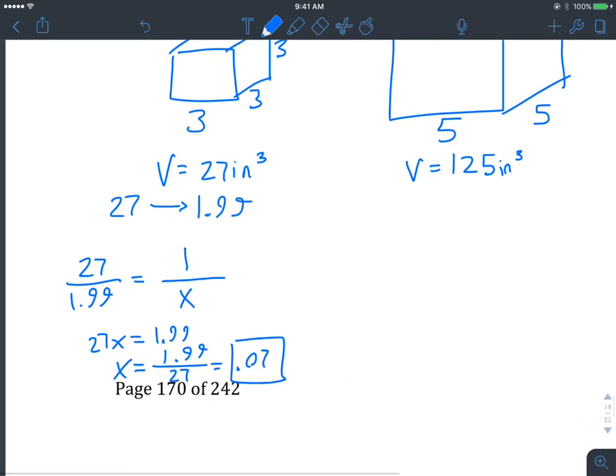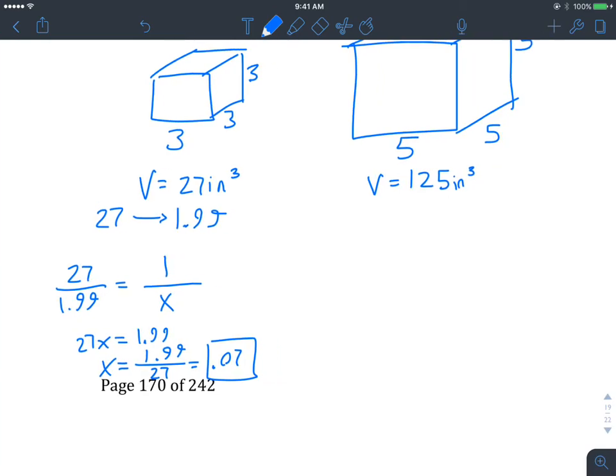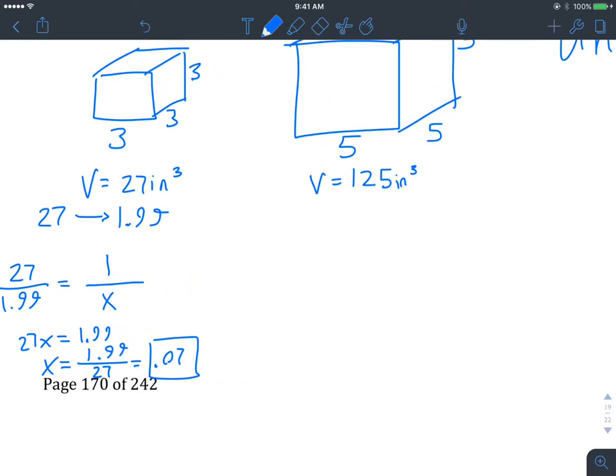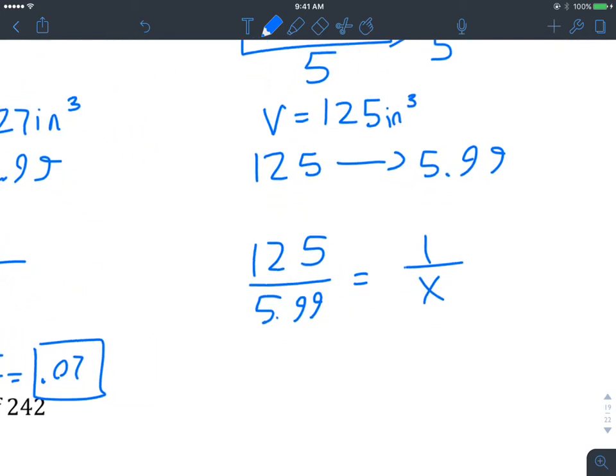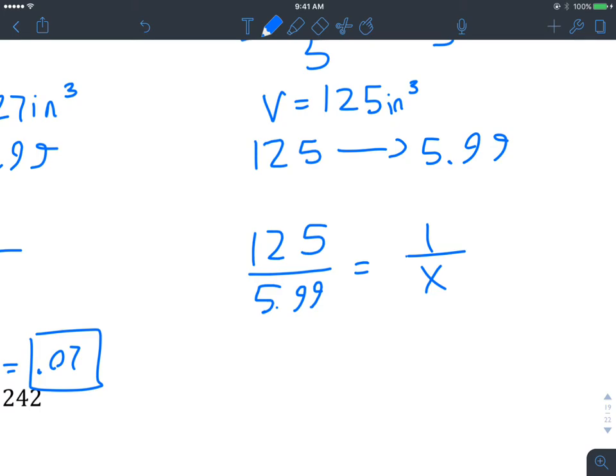0.07, that's about 7 cents right there for that cube, I guess. So this next one here, we got 125. So we're going to say the 125 goes for $5.99. So we're going to say 125 divided by $5.99, and then equals 1 over x to find that unit price. Trying to find what 1 cost. All right, and then you cross multiply and divide.